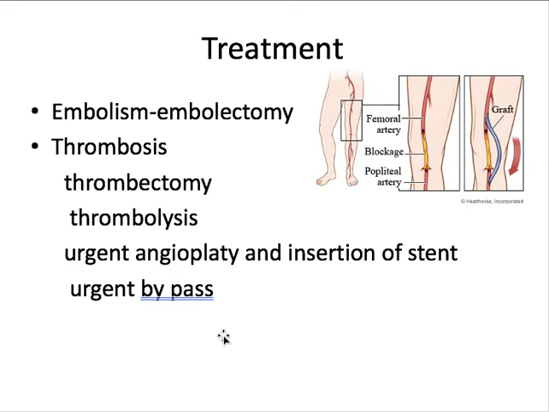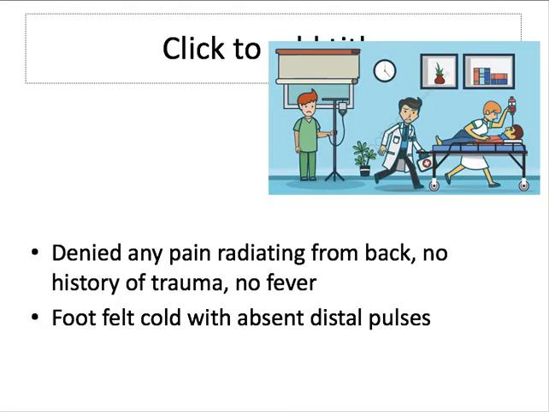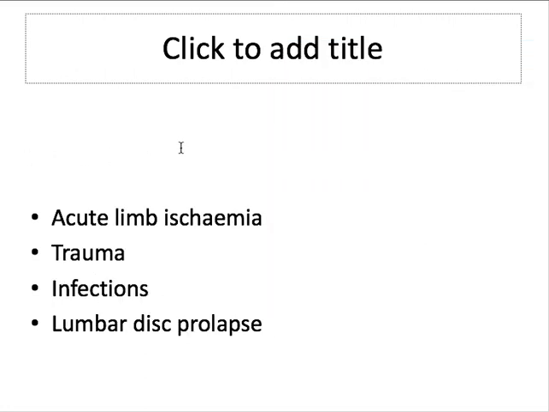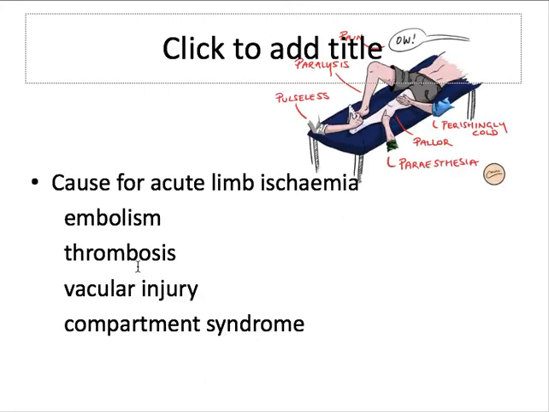So this is how you diagnose acute limb ischemia. After excluding these causes, the embolism and thrombosis, how we diagnose by the history, examination, and then how we treat it. And the other two, the vascular injury and compartment syndrome, I'll discuss in the next section of this lecture.